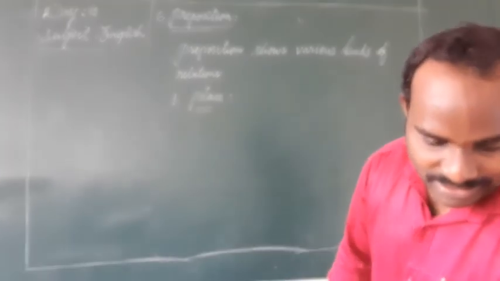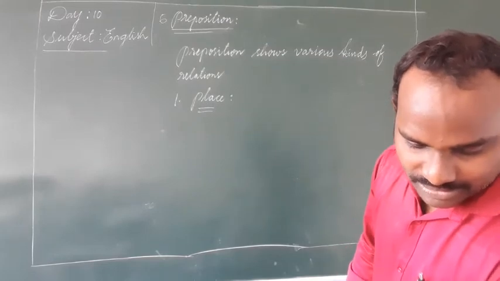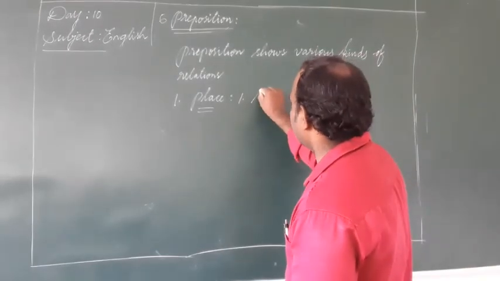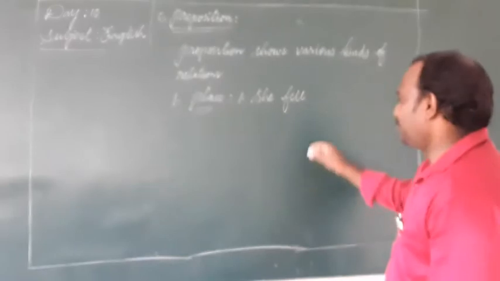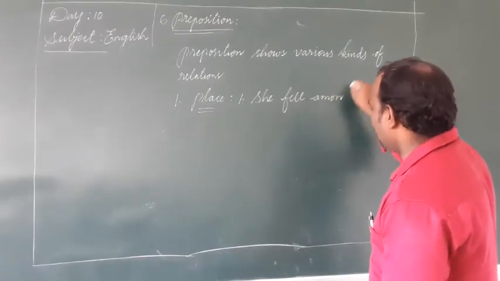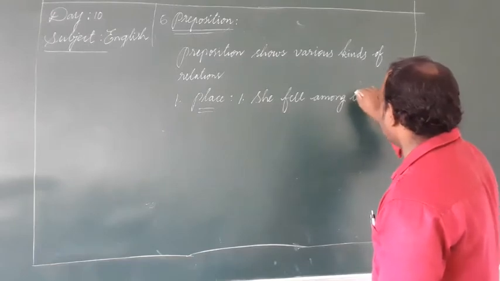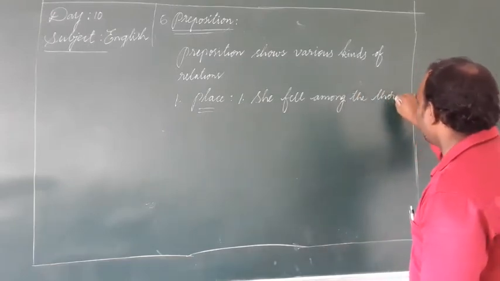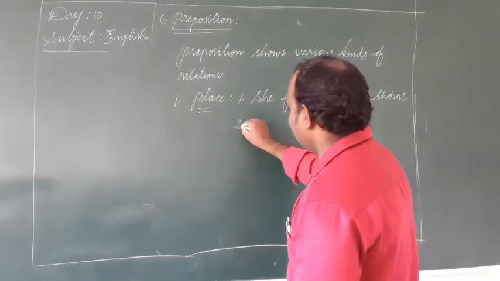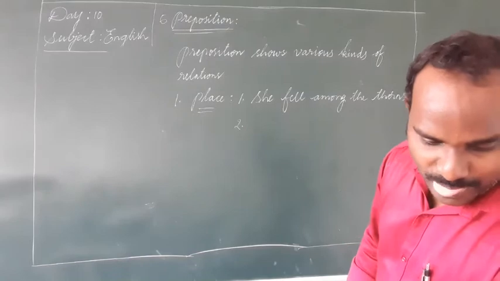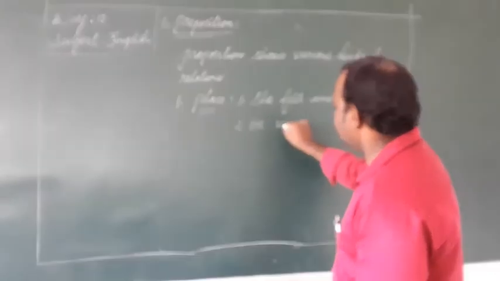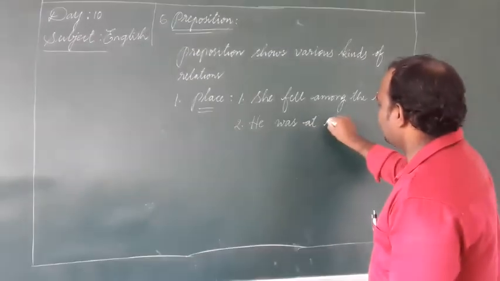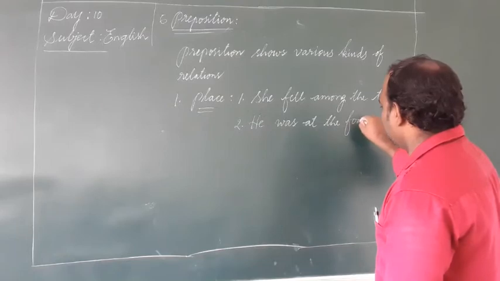Look at the first sentence. She fell among thorns. Fall, fell, fallen. She fell among the or on the thorns. Sentence number two. He was at the foot of a tree.